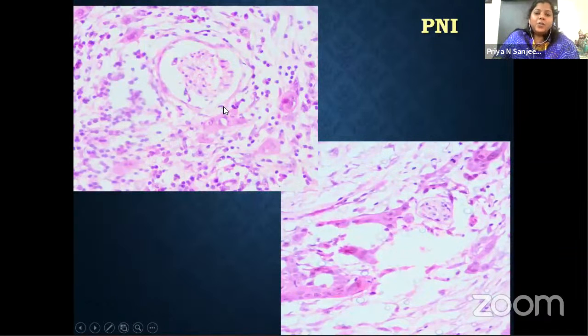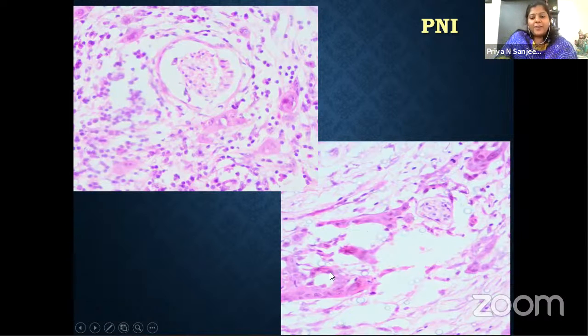Again, to call it perineural invasion, invasion should involve one of the three layers, that is either endoneurium, perineurium, or epineurium. So this is a cross section of the nerve. You can see the endoneurium, which is free, and you can see some Schwann cells and the axon cylinder. There is epineurium, and it is not involved. There is a tumor island close to it, but this is not perineural invasion.